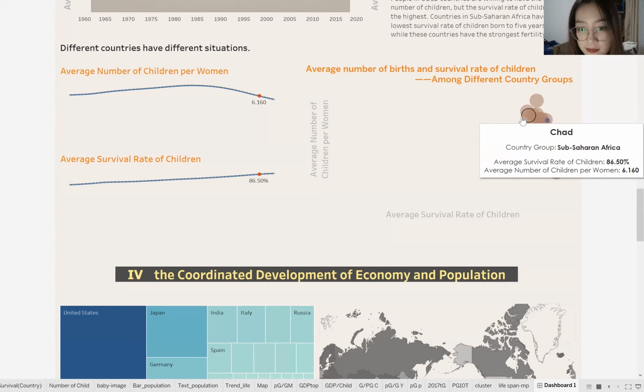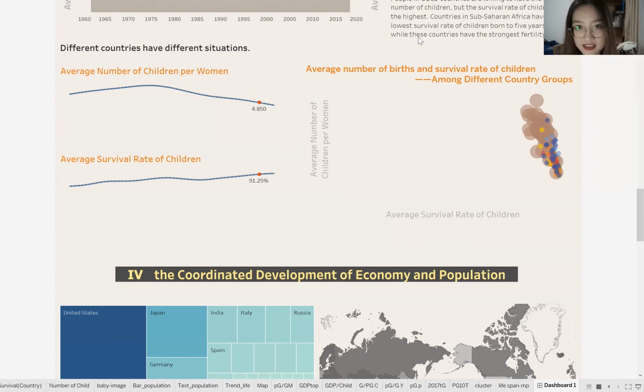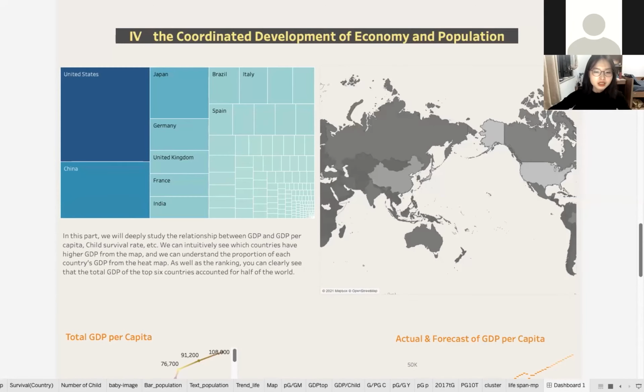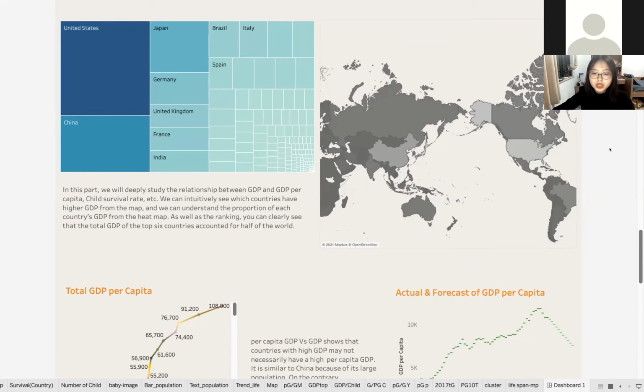Okay, this is the end of the third part of the presentation. In this session, I will share with you the relationship between GDP and GDP per capita, child survival rate, and so on. We can intuitively see which countries have higher GDP from the map.